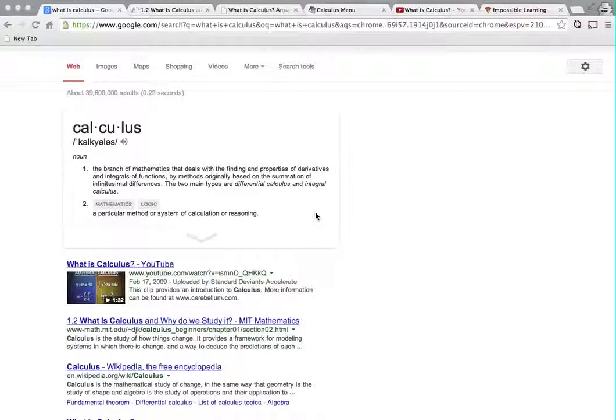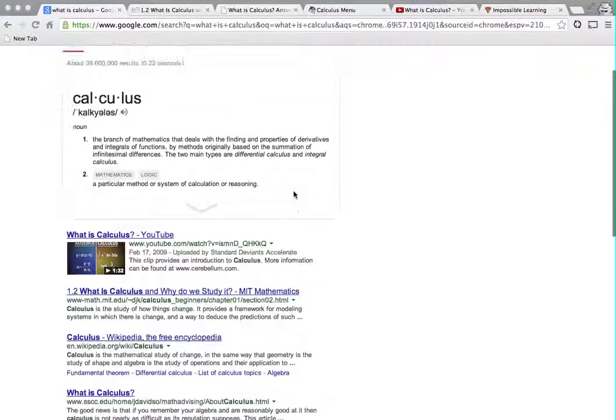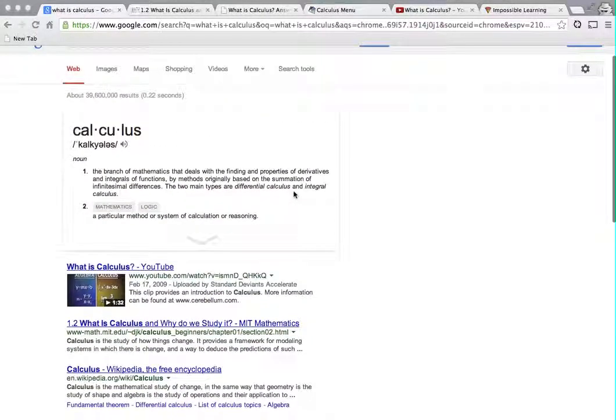I took it in high school, but it's been many years since I actually took it. So I decided to just start off by Googling what is calculus. There's definitely a lot of resources. The definition that Google provides is, I'm sure, pretty accurate, but I can kind of make heads or tails of it, but I don't really know what it means.